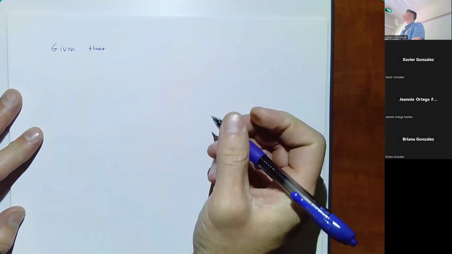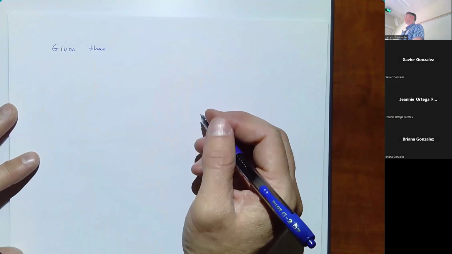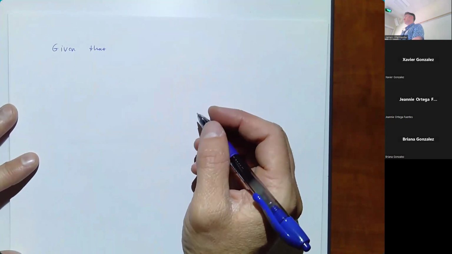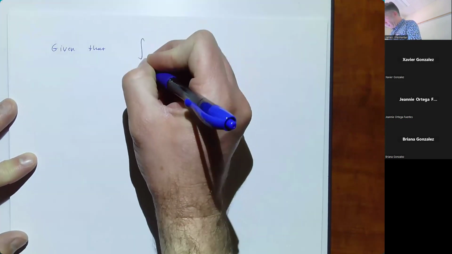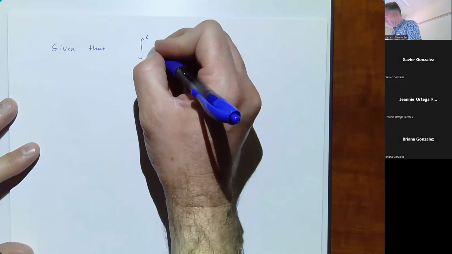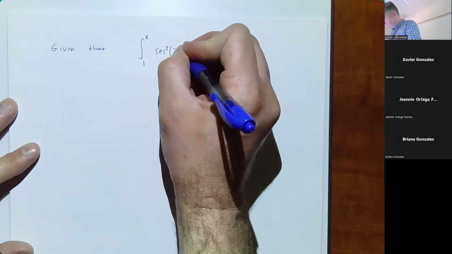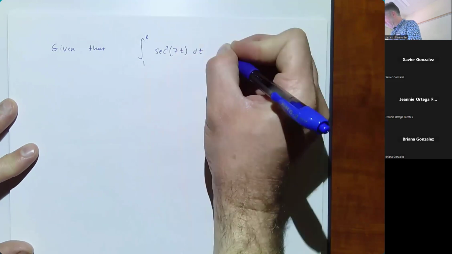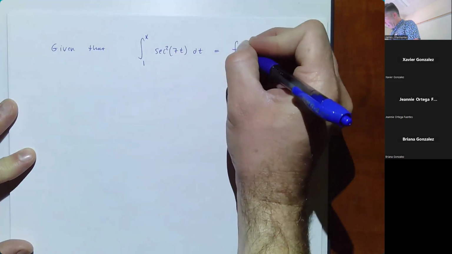that. Sorry, I have to think for just one second. I know what it is. It's just coming to me. Yes, here we go. Given that the integral from 1 to x of, let's make it fun, let's say secant squared of 7t dt is equal to f of x.